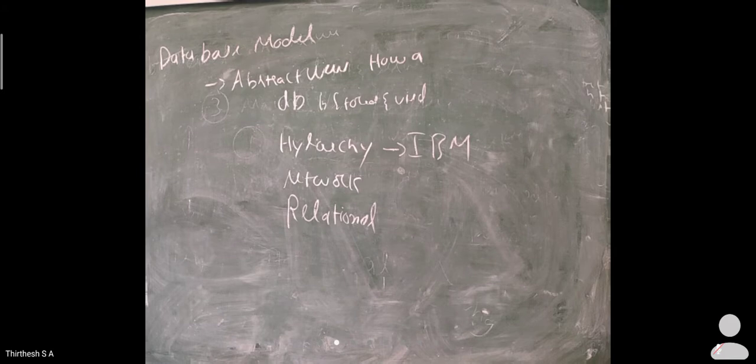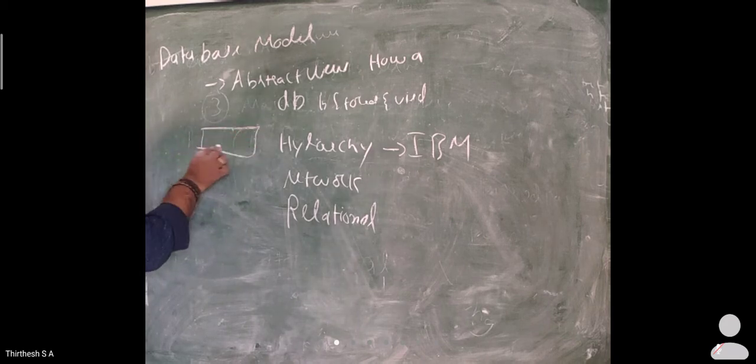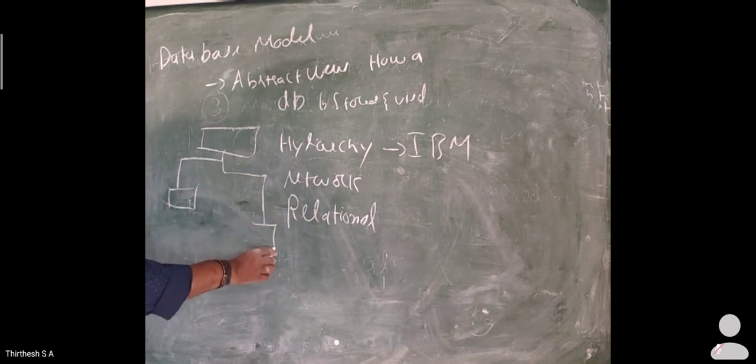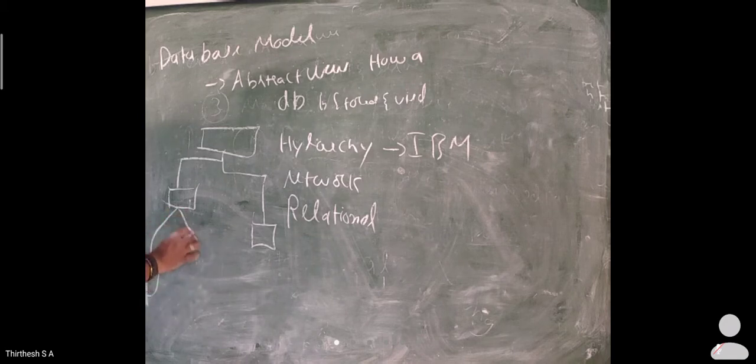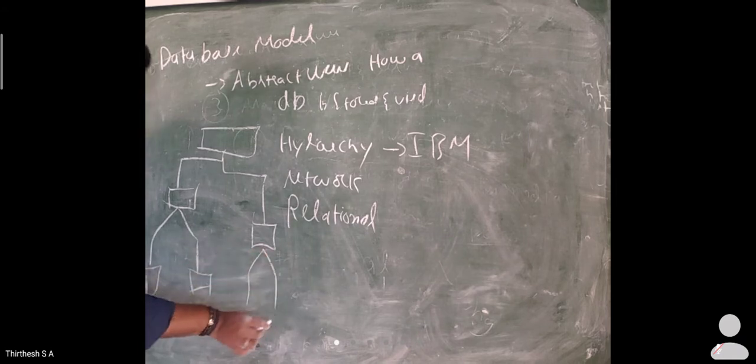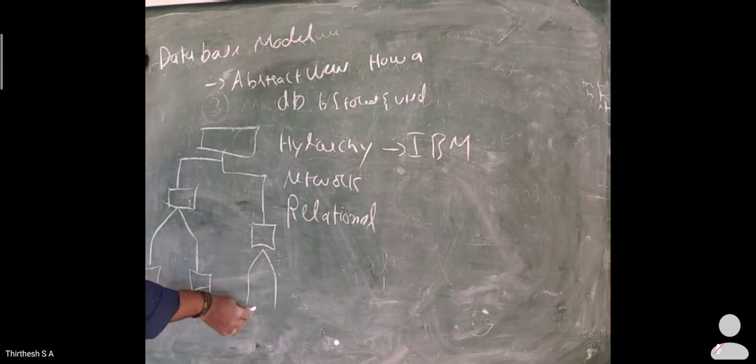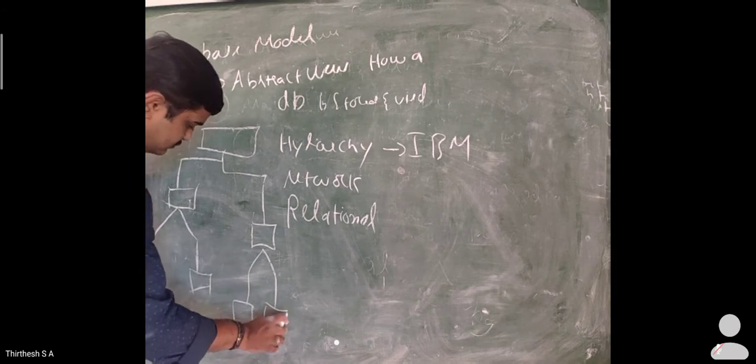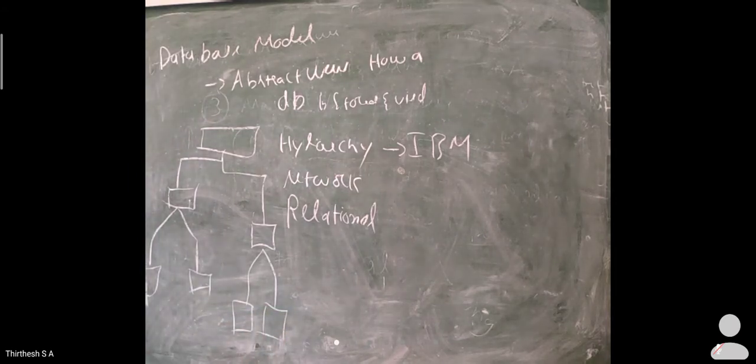In this model, data are organized in a tree structure. So how is the data organized? It is organized in a tree structure like this. Clear? So this is the hierarchical model, where a database is organized in a tree structure.